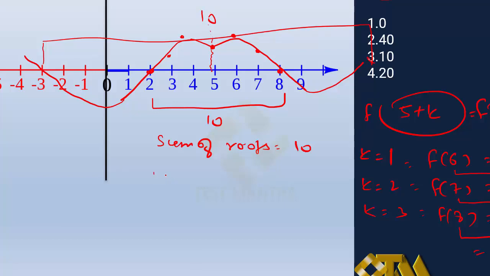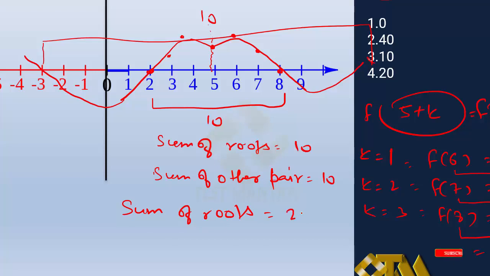So I can say the summation of the other pair is supposed to be 10. So I can say the summation of roots in this case will be nothing but 20. So my value will be nothing but 20. So it's a pretty easy question. The only thing is you have to identify the basic symmetry of the graph. Once you are able to identify it, it is very easy for you to work on these kind of questions.